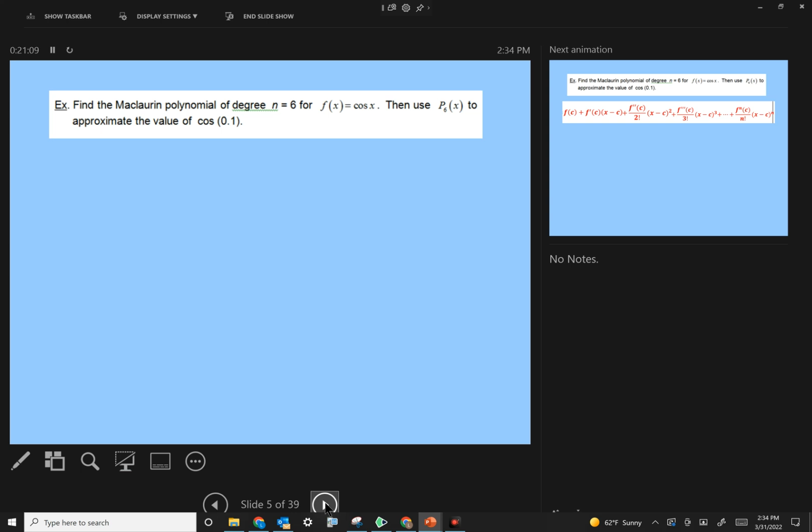Okay. In order to fill in my polynomial, I need the derivative at 0, don't I? So here's my column for at 0. What's the cosine of 0? 1. Sine of 0? 0. Negative cosine of 0? Negative 1. Sine of 0? 0. Cosine of 0? 1. Negative sine of 0? 0. Negative cosine of 0? Negative 1. Okay? So now I'm ready to fill in.